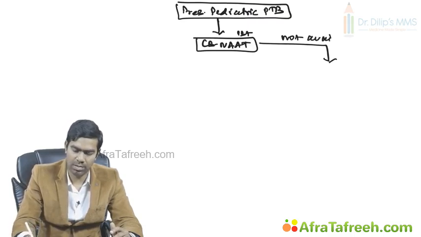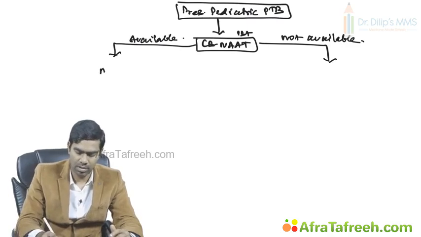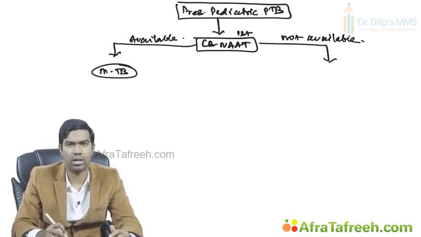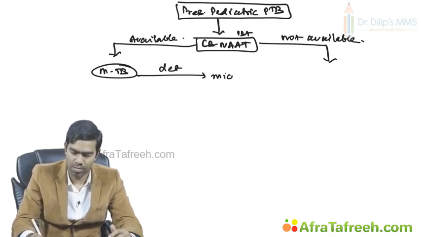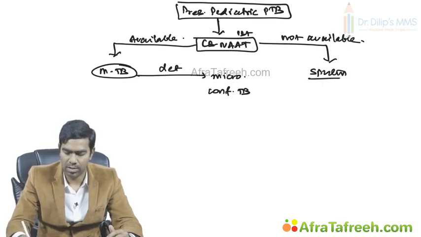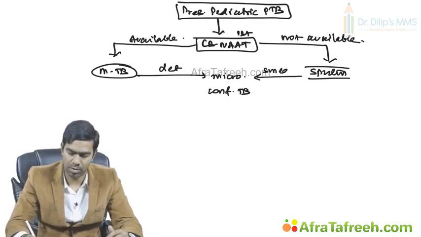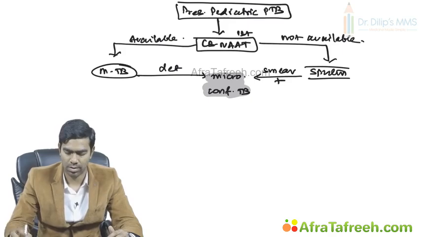In some centers, GeneXpert may not be available. In some centers, it may be available. So if GeneXpert is available, see whether Mycobacterium tuberculosis is detected or not detected. If it is detected, you know very well, I'm going to brand this patient as microbiologically confirmed tuberculosis. Simple. And if GeneXpert is not available, the sample can be subjected to sputum microscopy. If the sputum smear is positive, then again I can brand these patients as microbiologically confirmed tuberculosis.